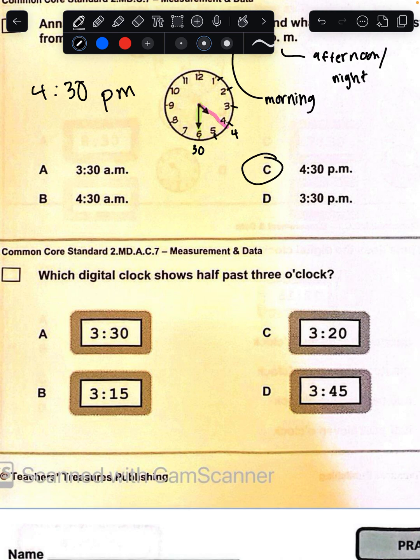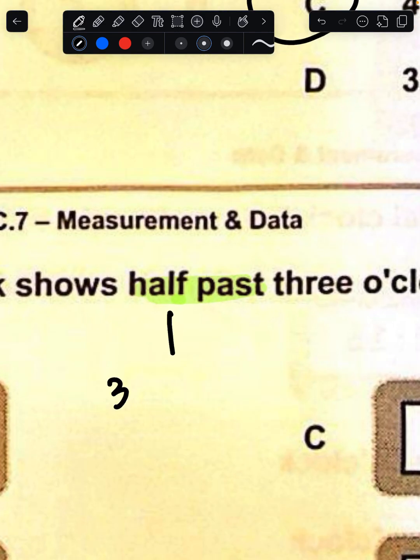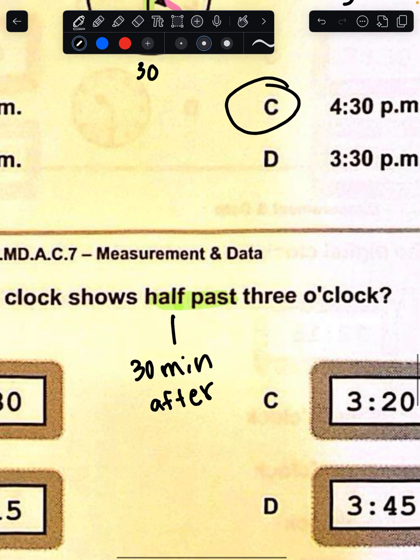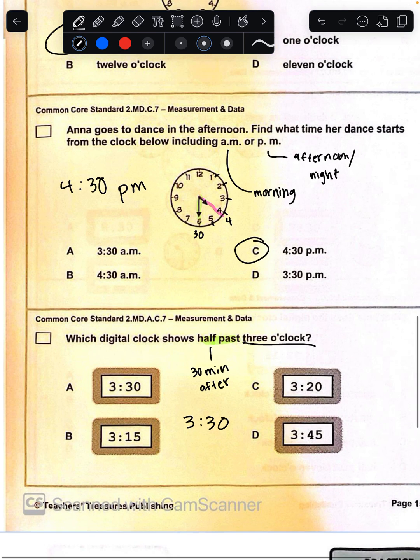Next, they ask which digital clock shows half past 3 o'clock. So this is a new term, but half past means 30 minutes after. So 30 minutes after 3 o'clock, that would be 3:30. So that would be A.